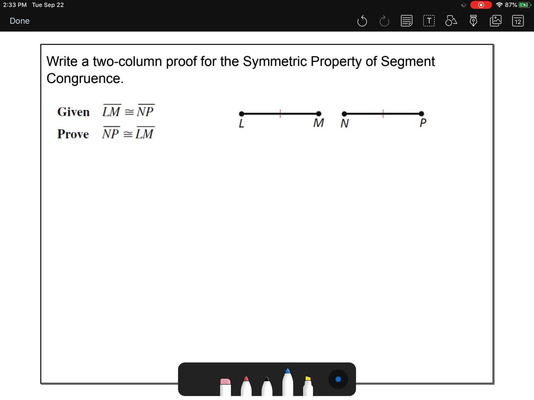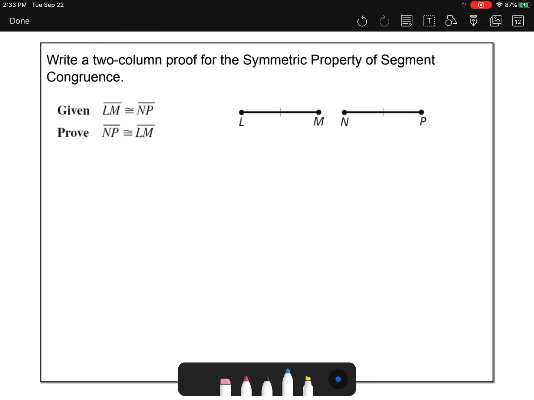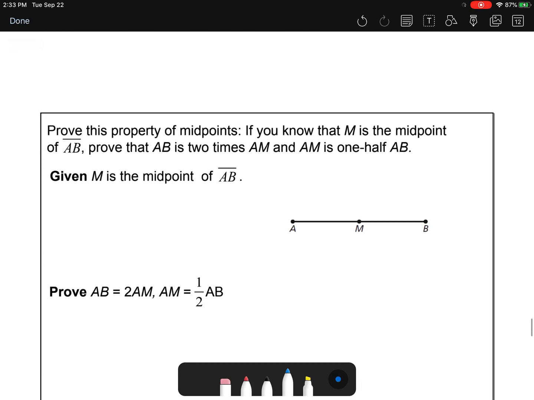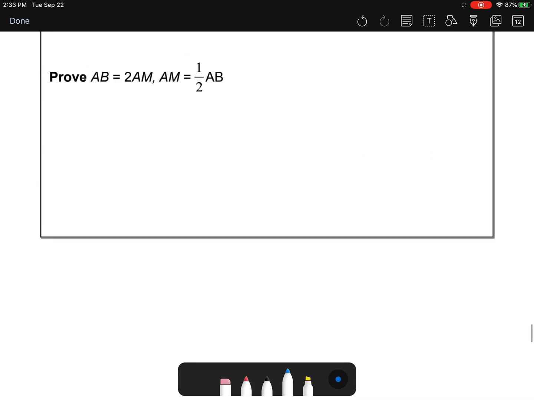Now it says write a 2-column proof using the symmetric property of segment congruence. And that can be found on page 471. I encourage you to look through that. There's a little button you can listen to the explanation. That's why this book, we need to be a lot more user-friendly. We got the book for that reason. Please use it. It's a very valuable tool.